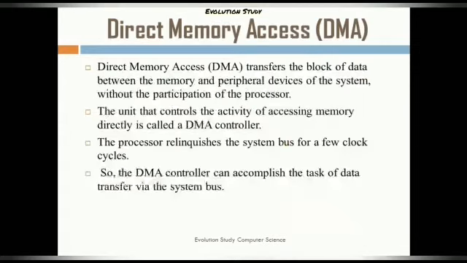Direct memory access or DMA. Direct memory access transfers blocks of data between the memory and the peripheral devices of the system without the participation of the processor. The unit that controls the activity of accessing memory directly is called the DMA controller. The processor relinquishes the system bus for a few clock cycles, so the DMA controller can accomplish the task of data transfer via the system bus. Now the hard disk.